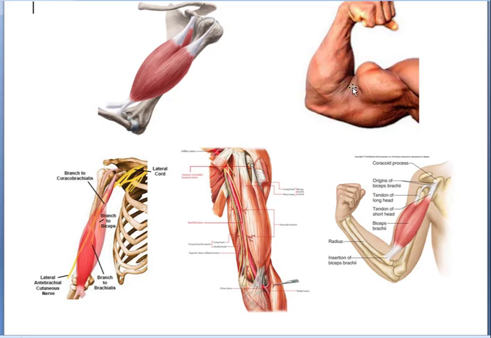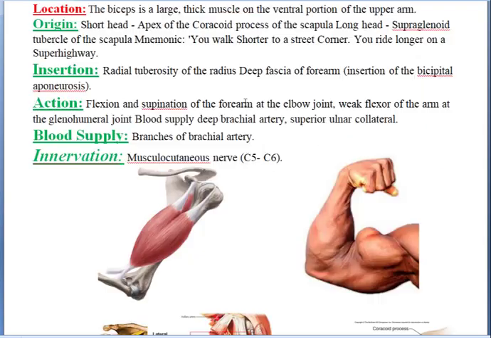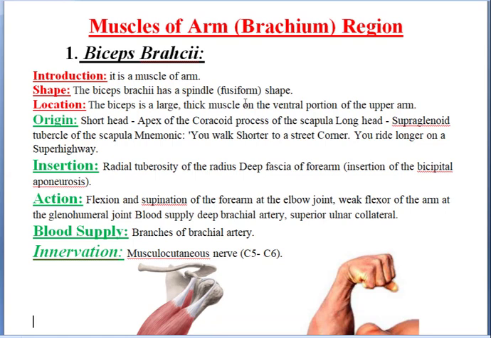In the anterior compartment there are three muscles, in the posterior compartment there is only one muscle. In the anterior compartment there is biceps, there is brachialis and there is coracobrachialis, and in the posterior compartment there is only one muscle which is called the triceps muscle. I hope you will remember these points: the arm region is divided into two compartments, anterior and posterior. The muscles which are anterior to the humerus bone are the muscles of the anterior compartment, and the muscle which is present posterior to the humerus bone is the posterior compartment muscle.